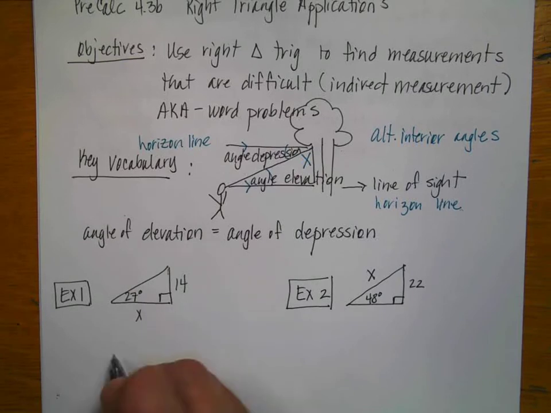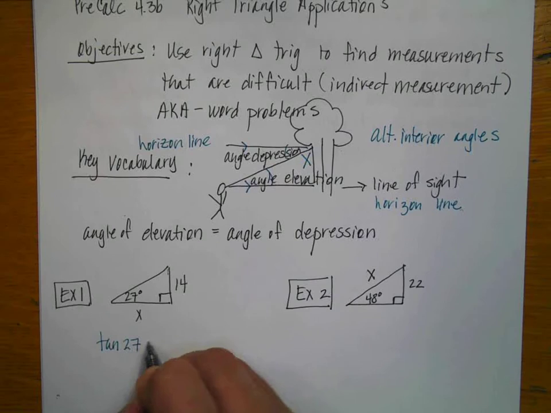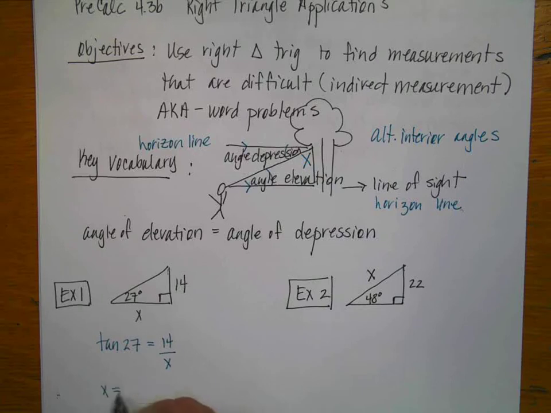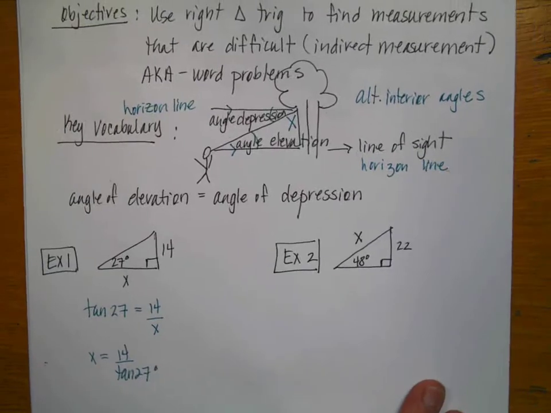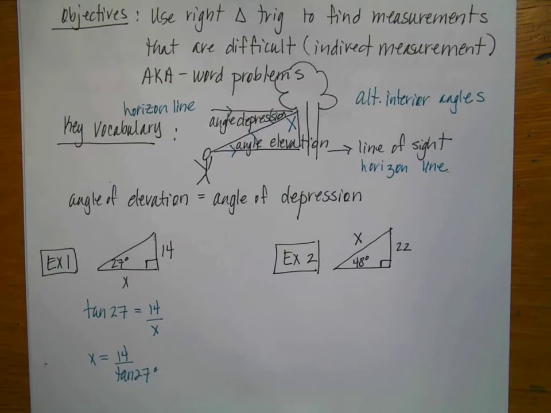Because I don't know the hypotenuse, I'm going to use tangent, so I would say the tangent of 27 is opposite over the adjacent, and then I cross multiply, and I'm going to get x is equal to 14 divided by the tangent of 27. Notice that my units are degrees. Oftentimes in these types of problems, our angles are in degrees. So you want to make sure you change the mode in your calculator.